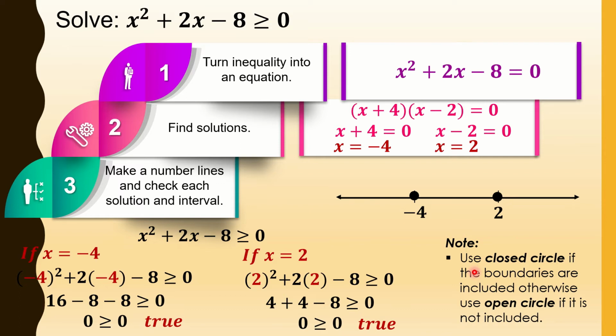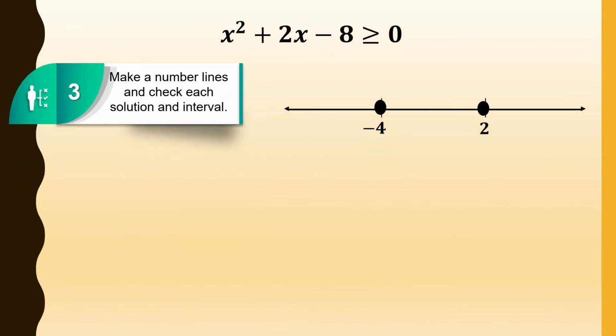Next, we are not yet done because we need to find out the interval. So let us choose one point from negative 4 up to negative infinity. We will choose any number that we want as long as it is in that interval. We will also choose one point between negative 4 and positive 2. And last, we will choose another point from positive 2 to positive infinity. It's up to you what number you want to use.